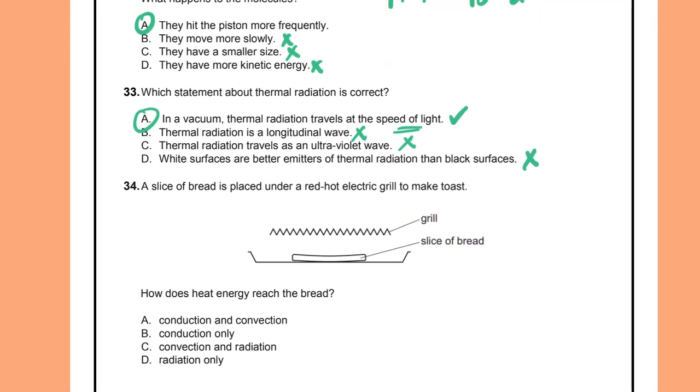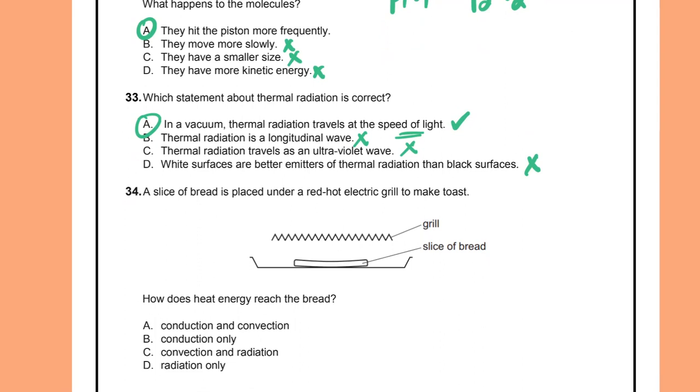34. A slice of bread is placed under a red hot electric grill to make toast. How does heat energy reach the bread? Again, you have all of these methods: conduction, convection, and radiation. So you need to think about each of these methods and what can possibly take place. First off, you should ask yourself, can conduction take place here from the grill to the bread if we assume there is air in between? And the answer is probably not, because conduction is very little in air, because air is a poor conductor. Or another way we say this is that it's a good insulator, right? Poor conductor or good insulator means the same thing.